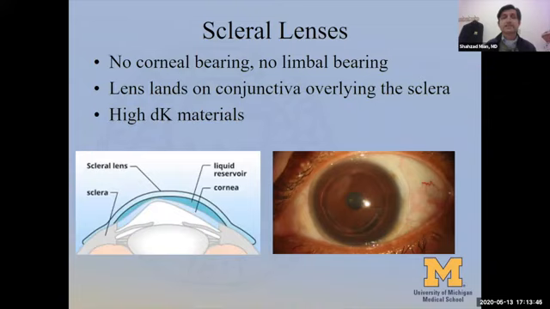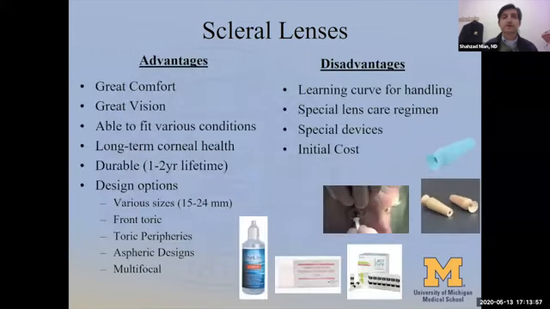Scleral lenses have really helped us change that because they can be fit over a very irregular cornea with no corneal bearing and no limbal bearing, which is safer overall for the cornea, especially with very steep corneas. There are certainly advantages of using scleral lenses, including comfort and improved vision. They can also allow for better stability of the corneal health, are reusable up to several years, and come in lots of parameters that can be modified and customized for the patient's corneal disease. The disadvantages are that there is certainly a learning curve for patients to be able to use them. They require special regimens for cleaning and can be quite expensive to use.